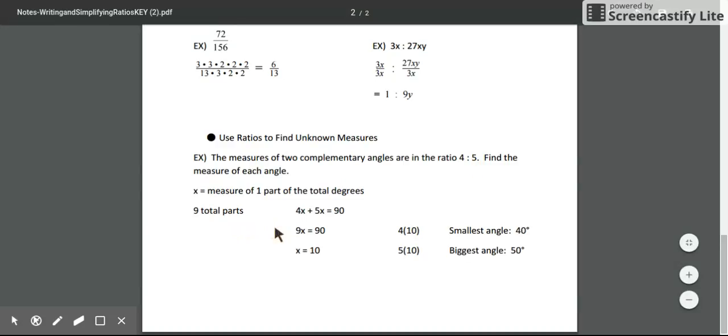So you could say 9 times the number of parts is 90, or 4 parts plus 5 parts is 9 parts, and that equals 90. Solve for x and you get x is 10, and then you can just plug it back in. This is 4 times my parts, so 4 times 10 is 40, and 5 times 10 is 50. They add up to 90. Those are the measurements of the angles.